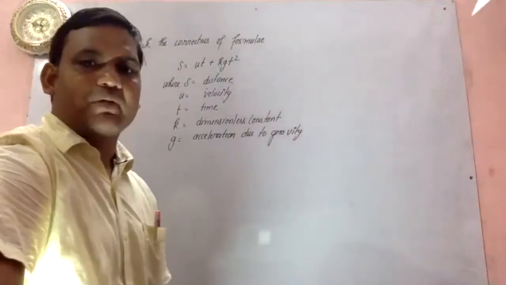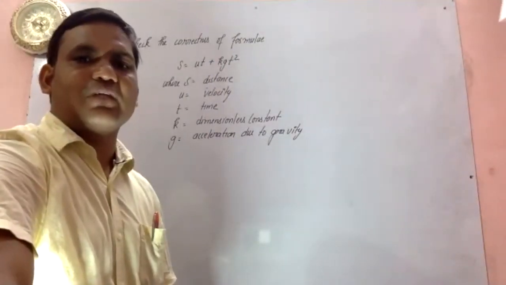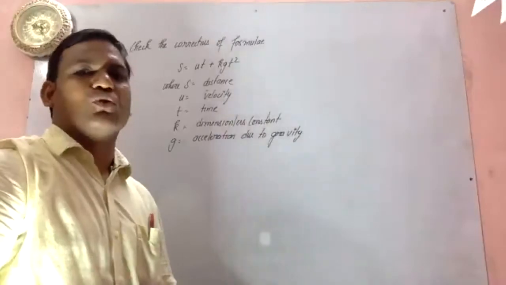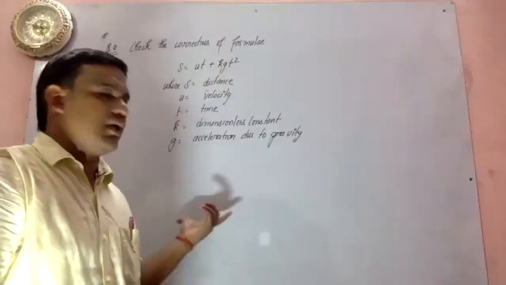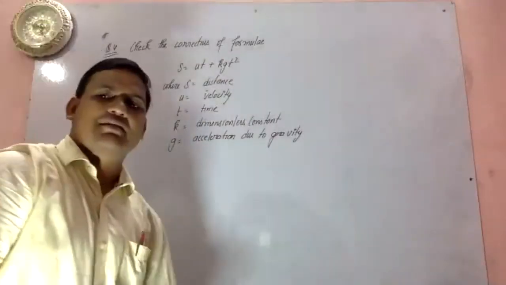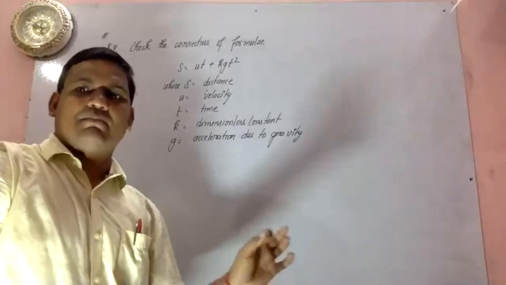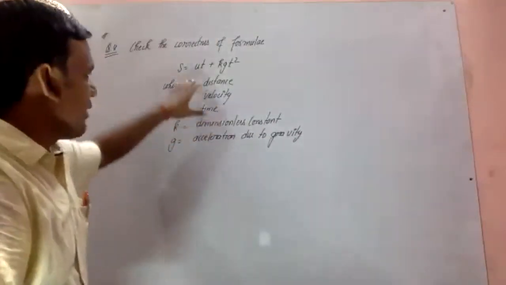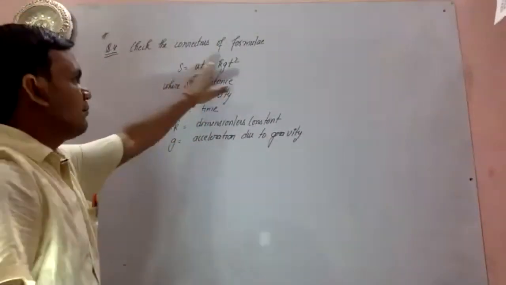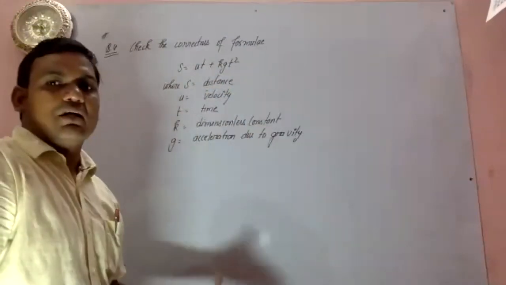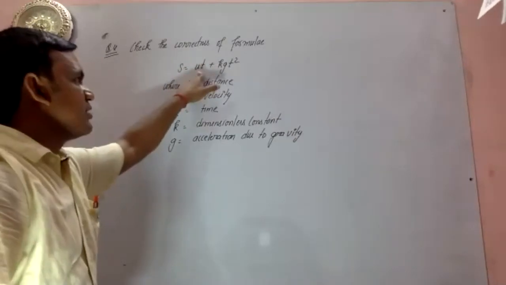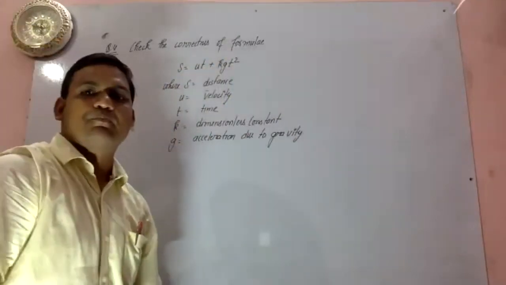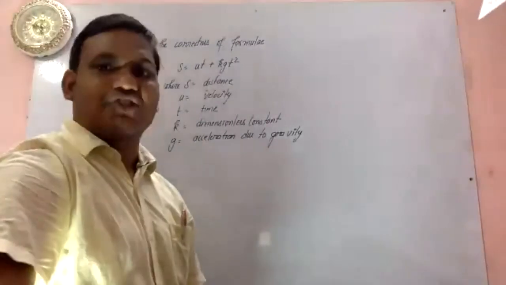Okay, you have to check the correctness of formula using the method I already told you about. You have to go through the dimension of LHS equal to the dimension of RHS for each and individual term. Since RHS consists of ut plus kgt square, the dimensional formula of S should equal the dimensional formula of ut, which should equal the dimensional formula of kgt square. So from this you can check, right?